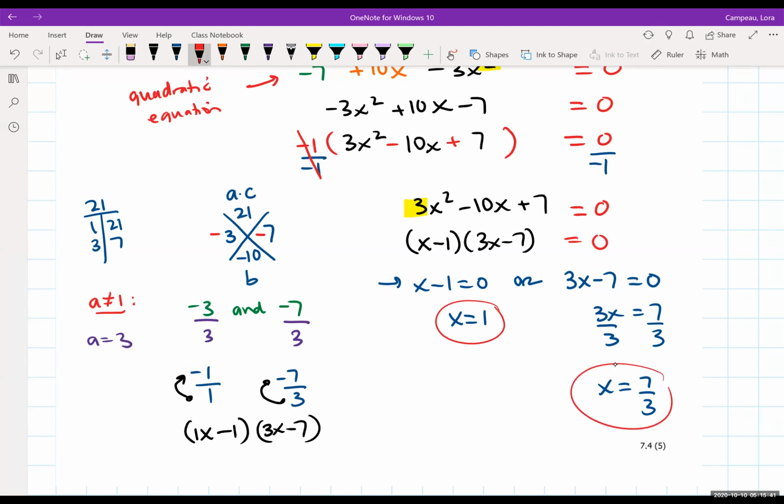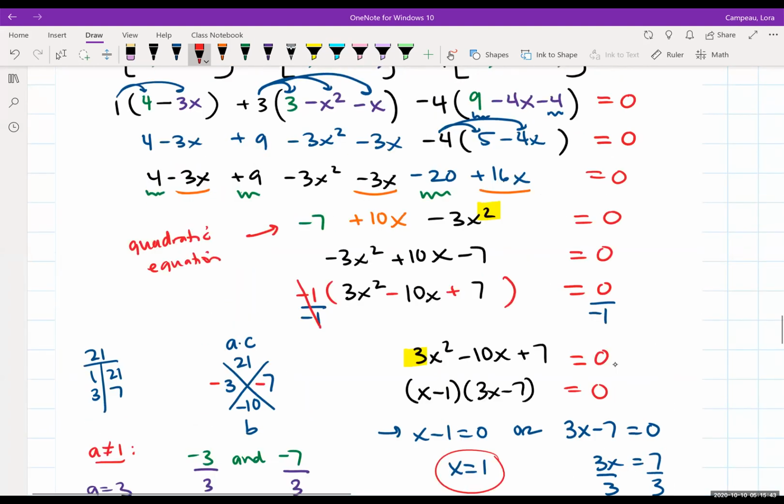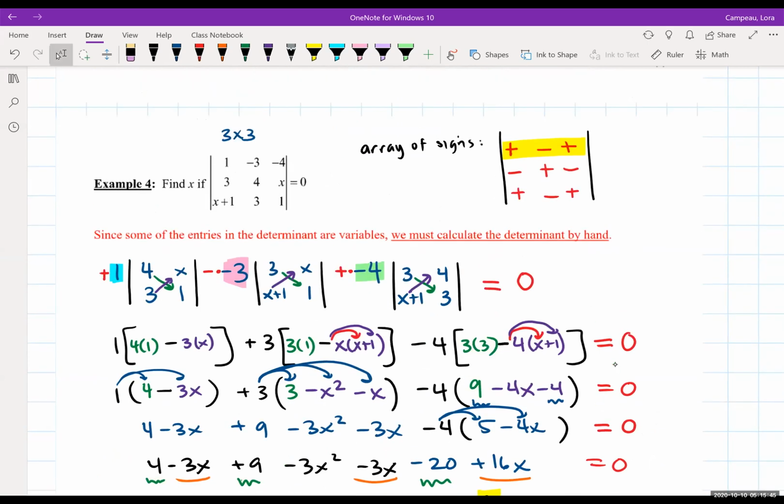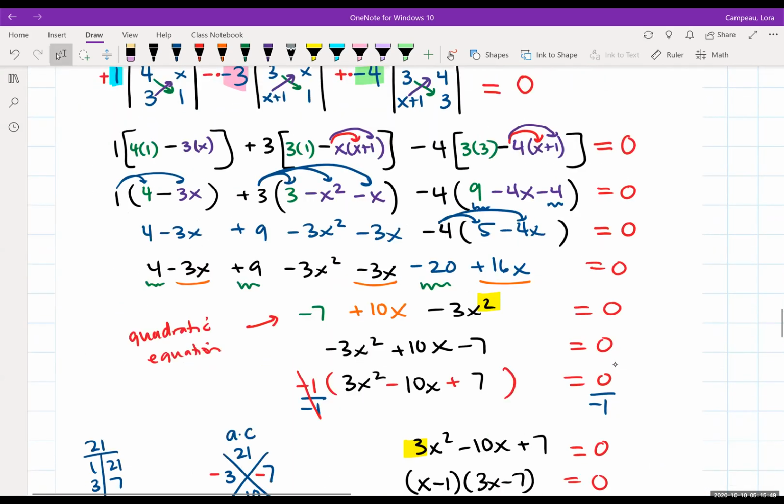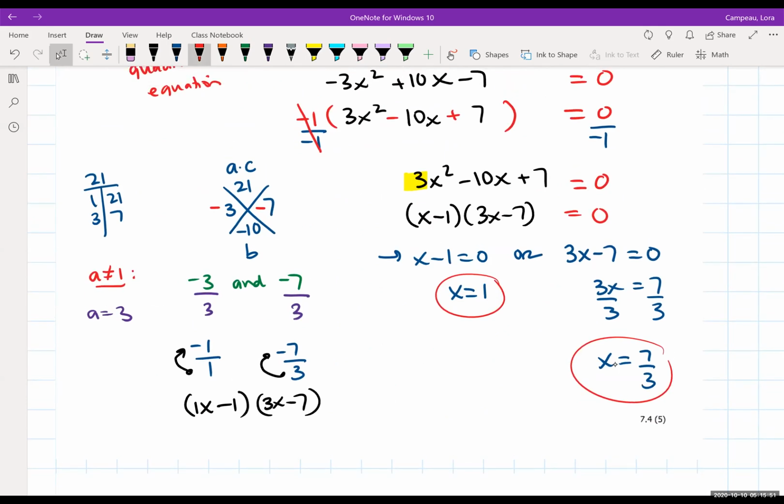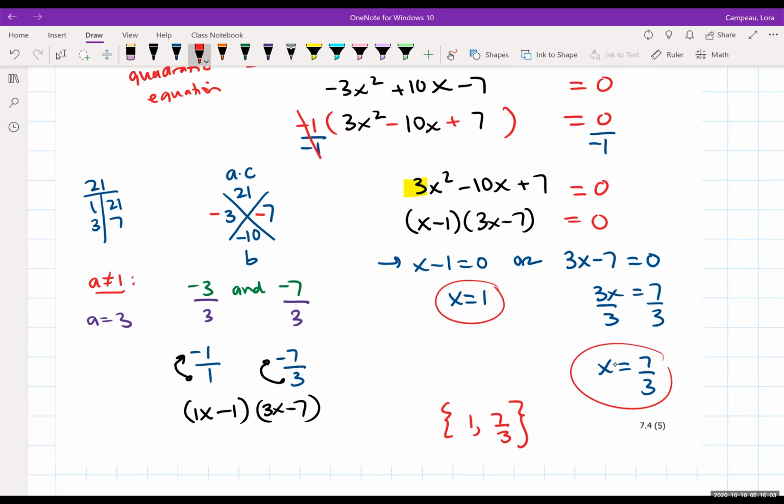So you could either circle both of them. There's two possibilities for the entries in this matrix. That's interesting. So for the final answer, you can either circle the x's, or if you'd like, you could just write them in set notation, where you have a 1 and a 7/3. And so that's quite an algebraic process.